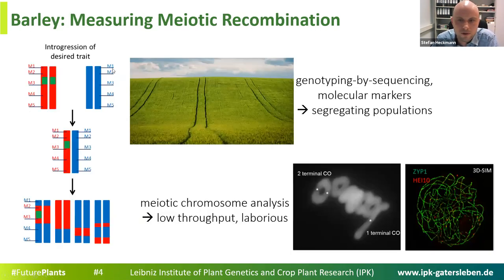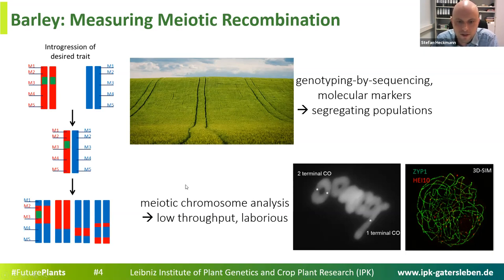Traditionally, you measure recombination like this: I depicted a very simplified example of how a breeding scheme could be. You have two different varieties, and here in green you have depicted a certain trait which a breeder would like to integrate into an elite material. Then you generate an F1 hybrid, and due to meiosis you have mixing of these parental genomes, and then the breeder selects, and later on can come up with his elite material and introgress this trait. This is based on different molecular markers. So usually a breeder, or also we, would use genotyping by sequencing approaches or molecular markers. And for this, we need large segregating populations, so we have to grow large populations of plants in the field.